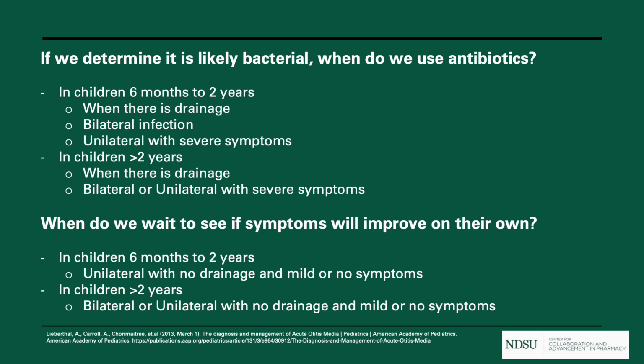When do we want to wait and see if symptoms will improve on their own without using antibiotics? This would be when a child is between the ages of 6 months to 2 years and has a unilateral infection with no drainage and mild or no symptoms. This would also be for a child older than 2 years when they have a bilateral or a unilateral infection with no drainage and mild or no symptoms.